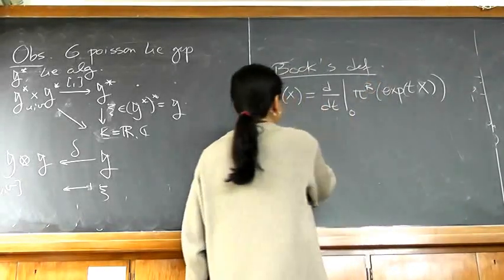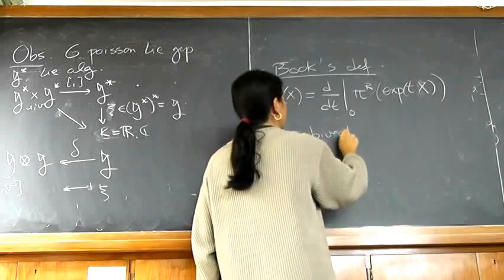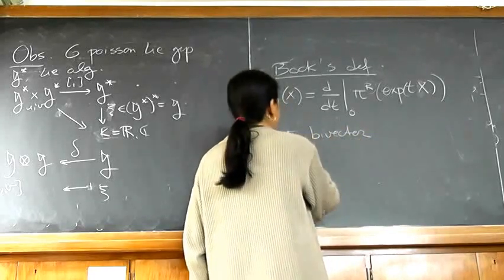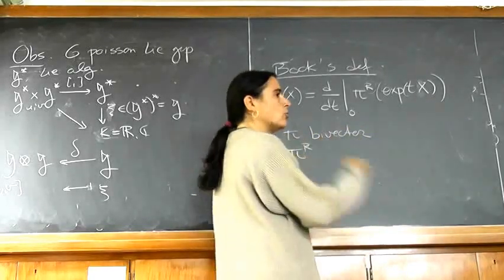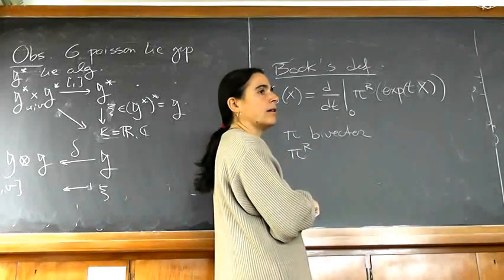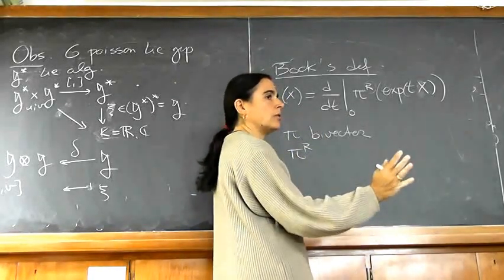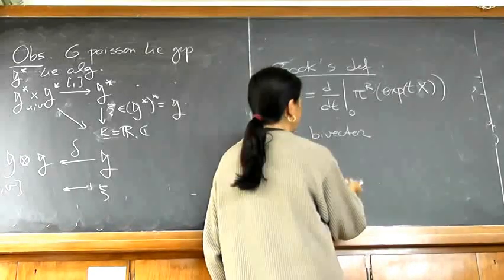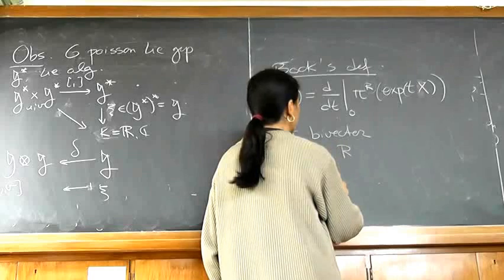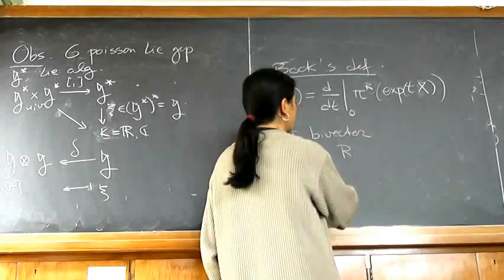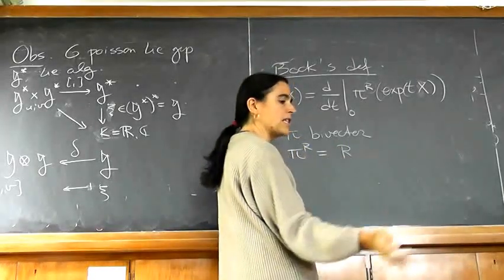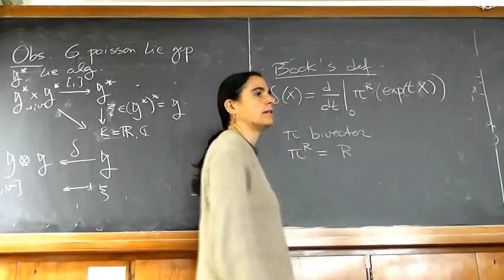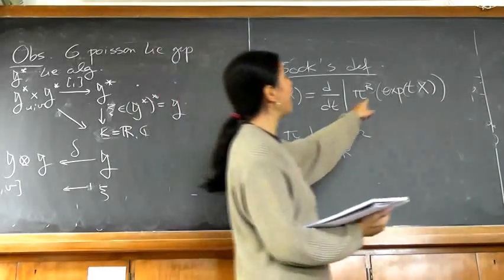So pi is a bivector, right? Pi is our Poisson bivector. Pi r is the bivector translated to the identity. So you move the bivector to the identity. I don't know how you call it, right translation. You transport your vector back to the identity. He doesn't write this little r.